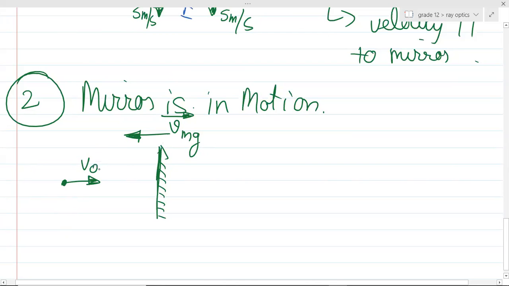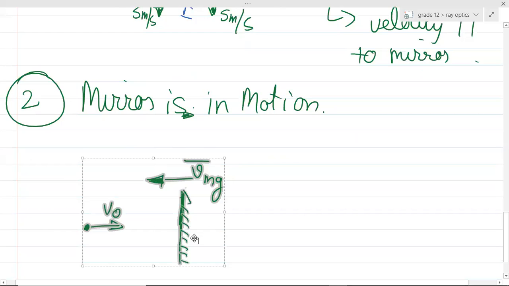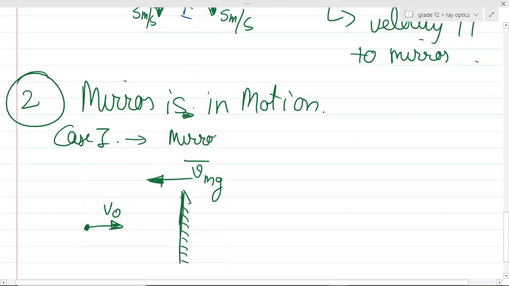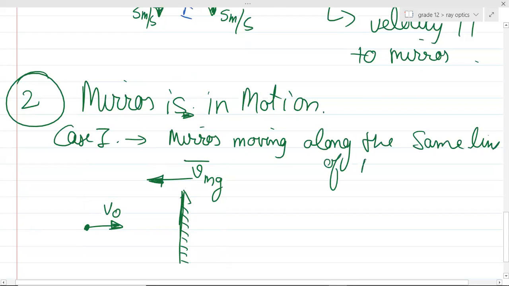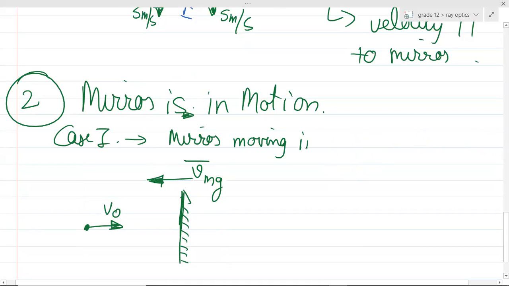So let's say the object is moving, case 1, let's take it. Case 1, mirror moving in the same line of motion as the object. Or can I say the mirror moving in a direction perpendicular to its surface? Can I say this particular thing?